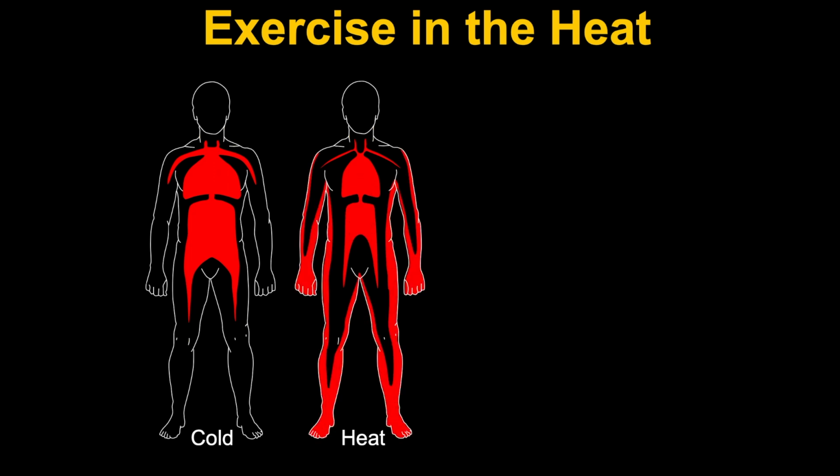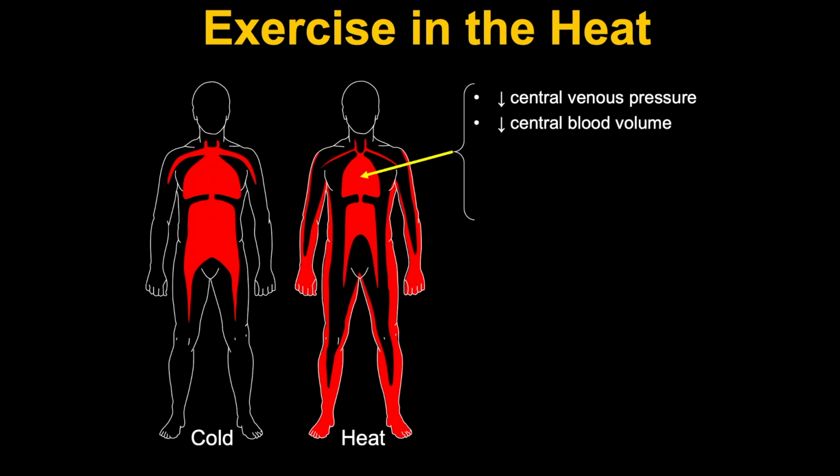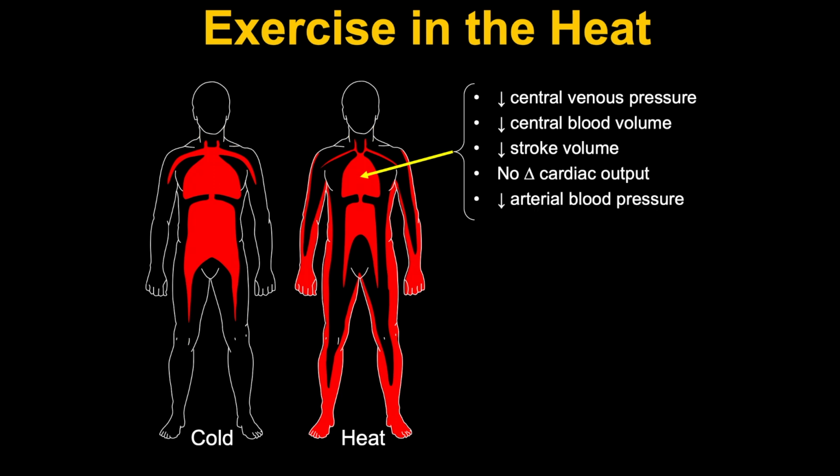Directing blood to the periphery in an attempt to stabilize core body temperature has a tremendous effect on exercise performance, largely because of the decrease in the central blood volume and a concomitant reduction in ventricular preload. So if we look at the core adjustments during exercise in the heat, we get a decrease in central venous pressure because of the decrease in central blood volume, which decreases stroke volume. There actually isn't going to be a change in cardiac output because remember, we can increase heart rate. This also decreases arterial blood pressure.